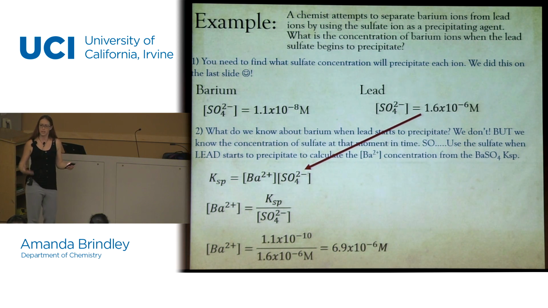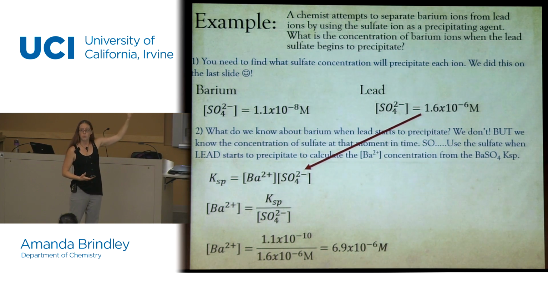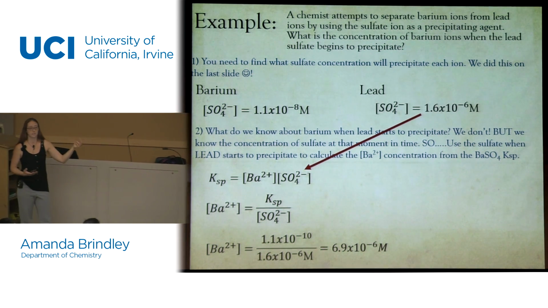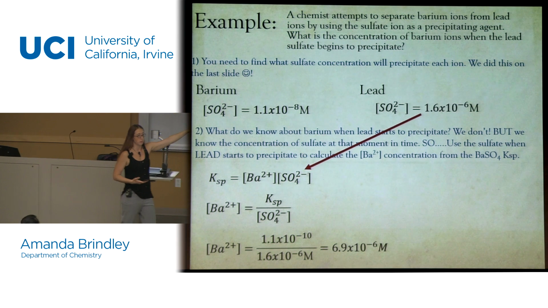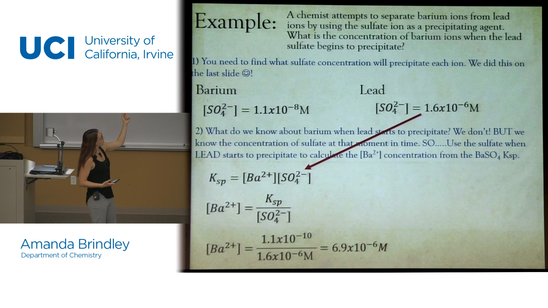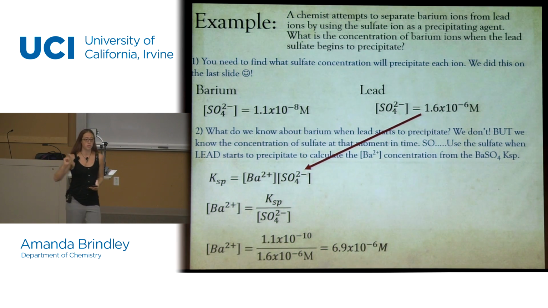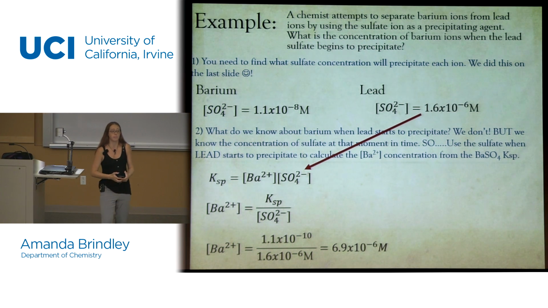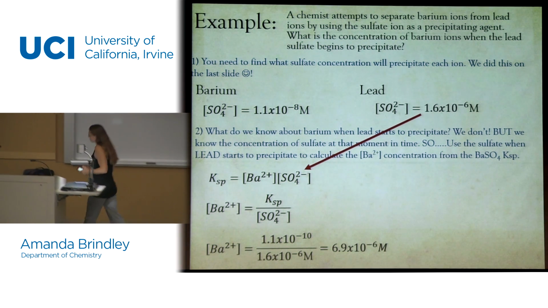That's kind of the hardest part, I think, of this problem, is making that logic leap, that what we know about the barium when the lead starts to precipitate is that sulfate concentration. And using that to say, okay, this is what our barium concentration will be, which means it's not a complete separation. Of that 0.1, I think, maybe 0.01, I would have to look again, molar barium that we had, we got almost all of it out. But there's going to be 6.9 times 10 to the negative 6 molar barium ions that's still left over in our lead. That's pretty small.